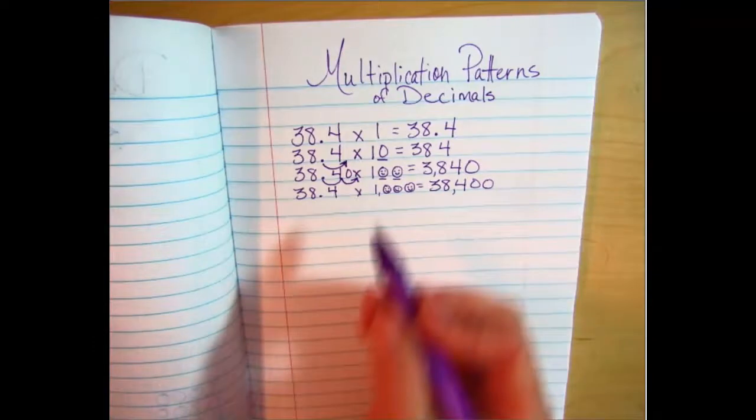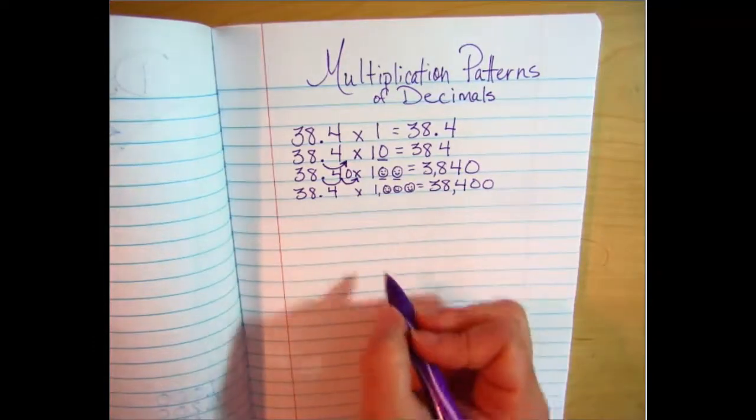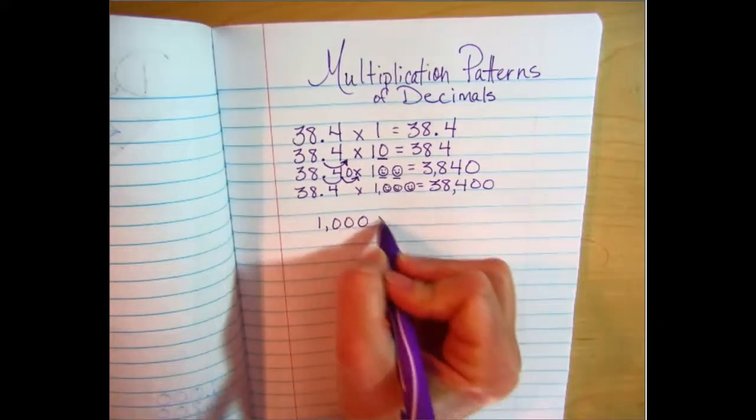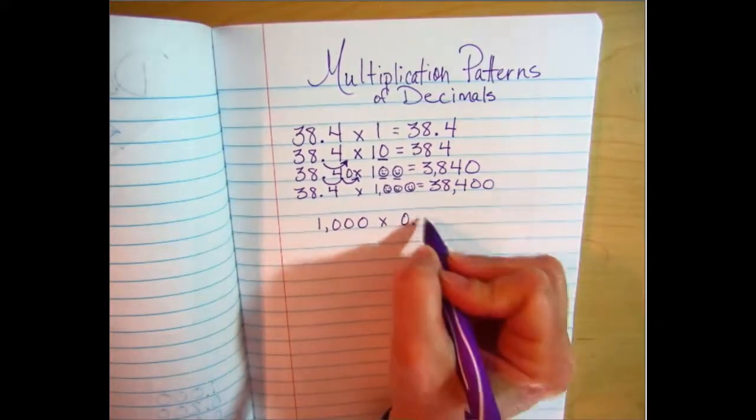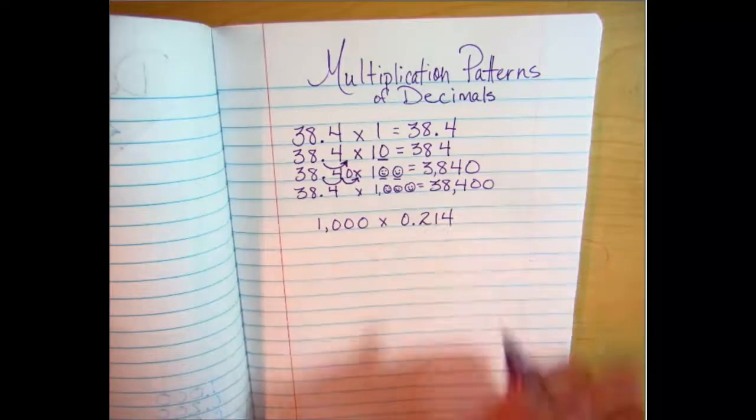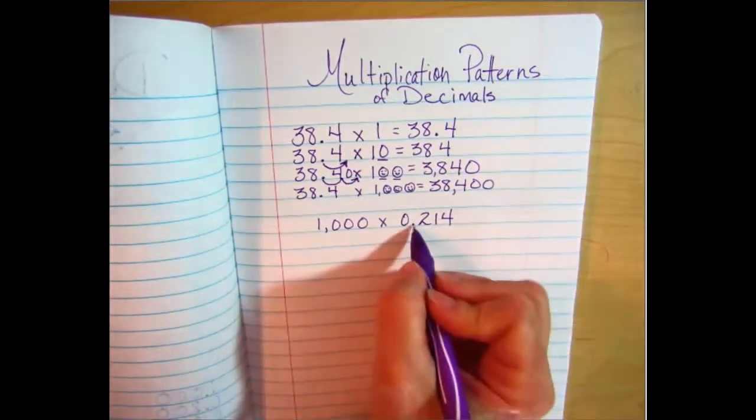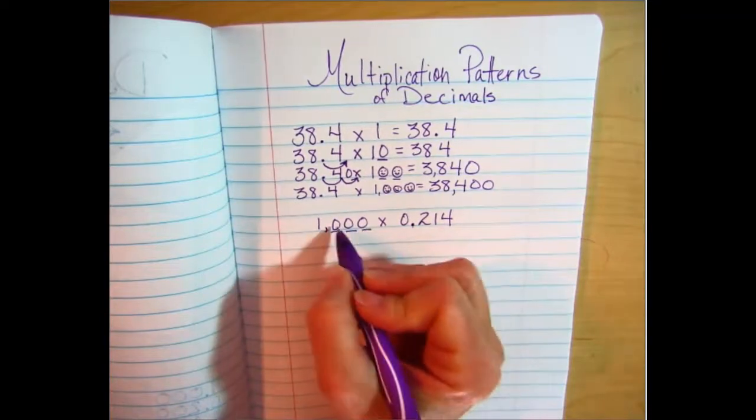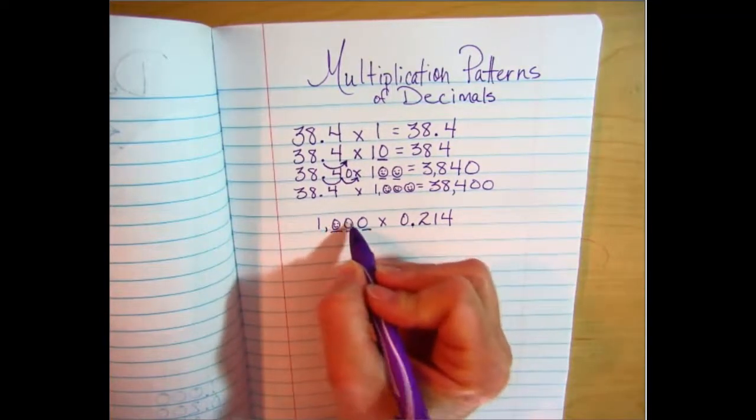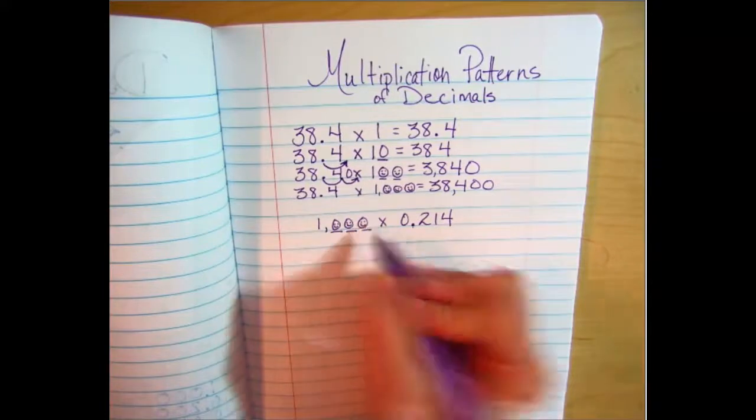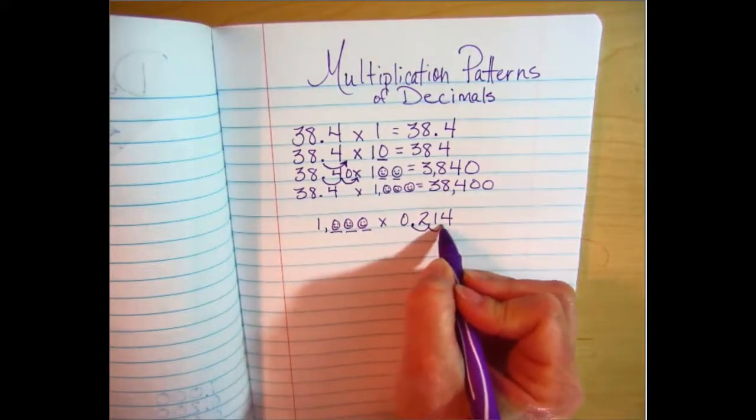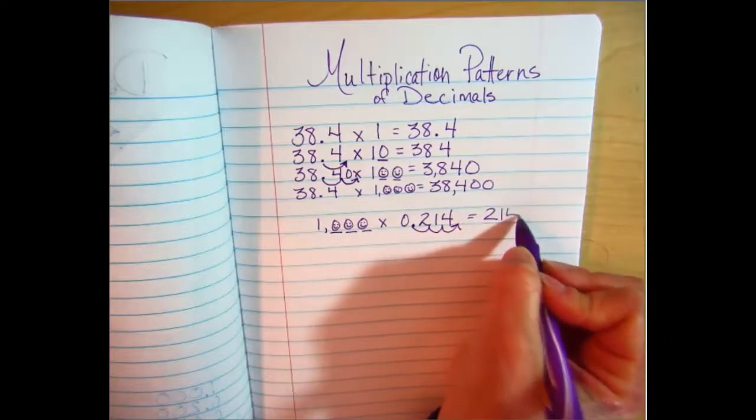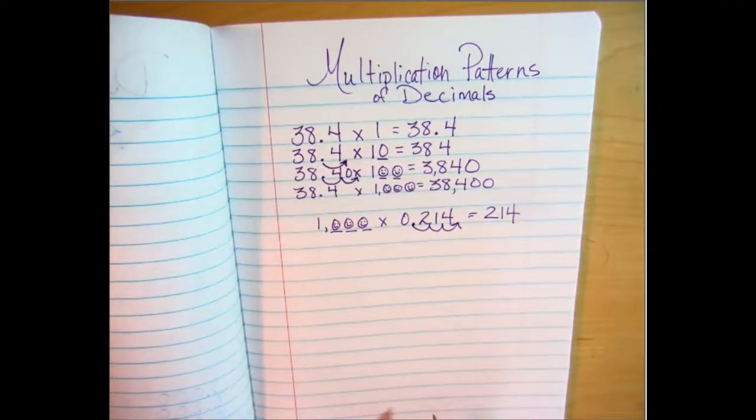So when we're doing multiplication patterns of decimals, if you have 1,000 times 214 thousandths, I'm going to move the decimal over how many times? What do my zeros tell me? 3 zeros. I move it 3 times. 1, 2, 3. And I don't have any empty spots, so my answer is 214. Do you see it? Yes.